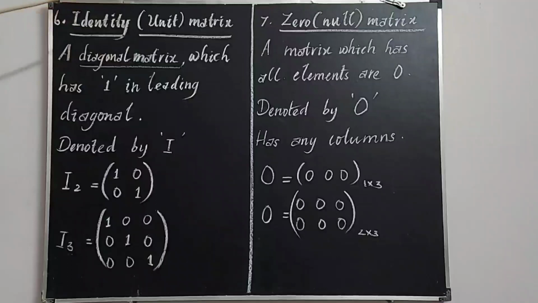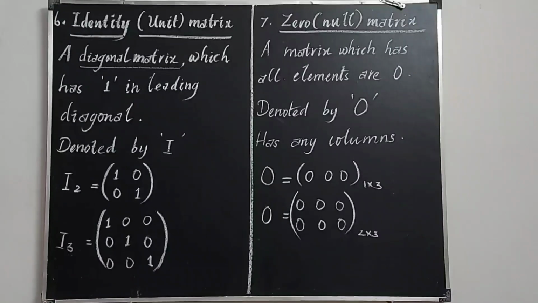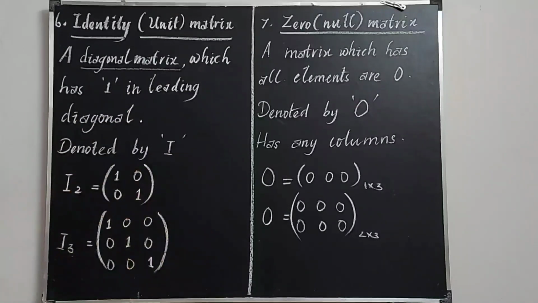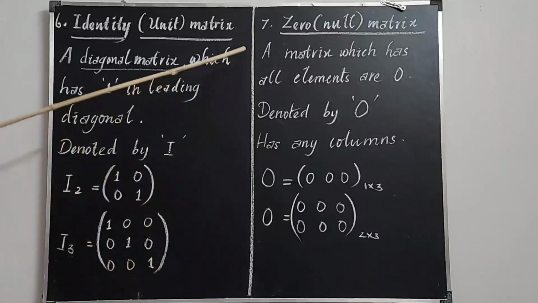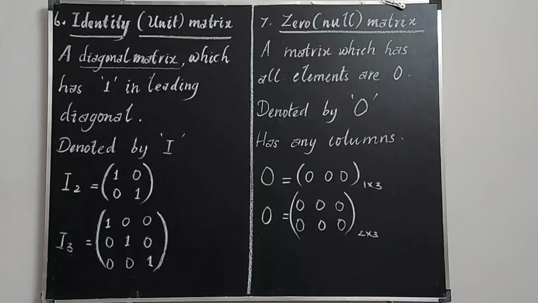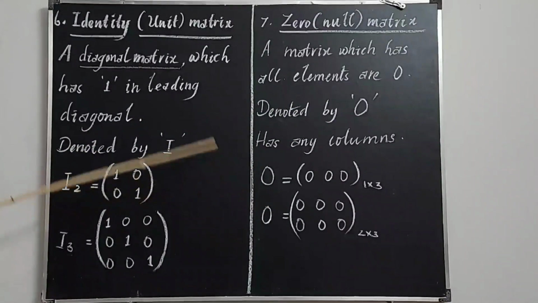Then the next one is the zero or null matrix. Like the null set, which has no elements, a zero matrix is one where all the elements are zero. It may be of any order. It need not be a square matrix. It is simply a matrix which has all elements zero, denoted by the letter O. It may have any number of columns and rows.